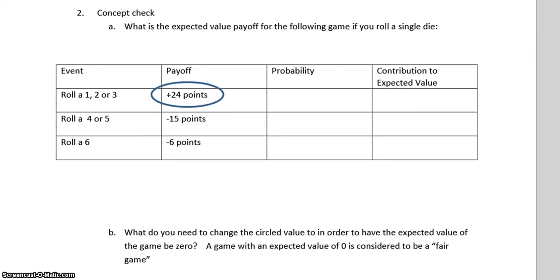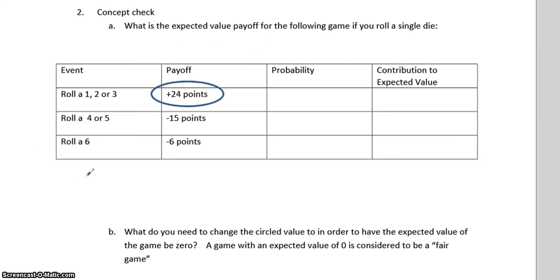All right, so number 2 on this worksheet is just a quick concept check to make sure we got the idea of how to apply this expected value. So here we have another simple game based on a die, and here there's just 3 events. The first one is you roll a 1, 2, or a 3, and in this particular game you earn 24 points. You roll a 4 or 5, you lose 15, and if you roll a 6, you lose 6 points.